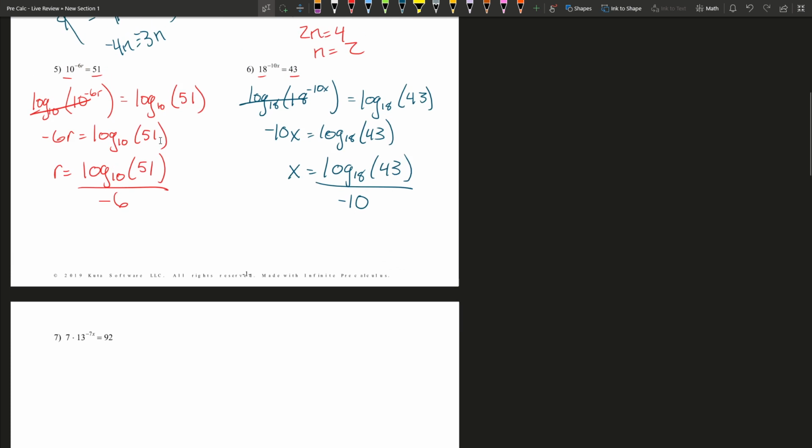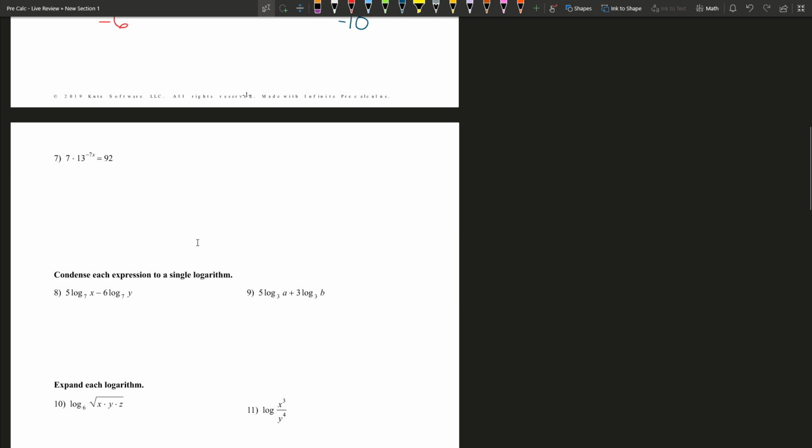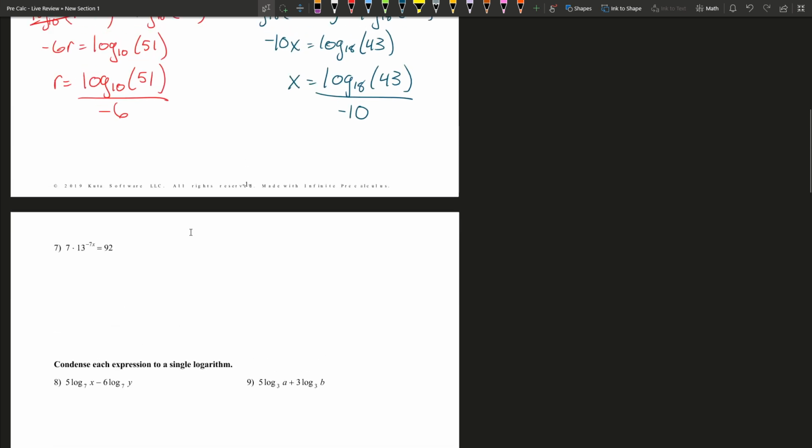So 5 and 6 are like the basic versions of that. Number 7 is just one step further. I always look at number 7 as 7 times some unknown is equal to 92. If you had 7x equal to 92, the first thing you would do is divide by 7. So you have to do that here as well. So 13 to the negative 7x will equal 92 divided by 7.